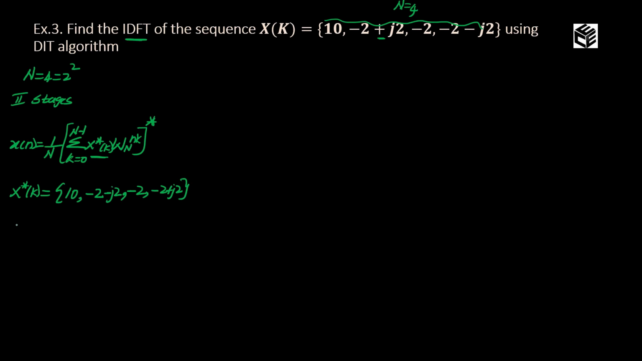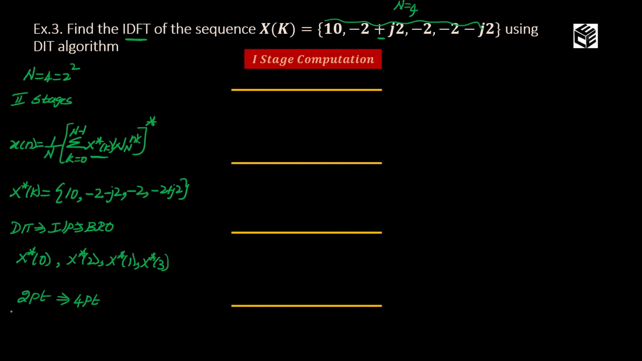Since we are following DIT, DIT means the input will be in bit reversed order, right? Bit reversed order means for a 4-point sequence, it will be x conjugate of 0, x conjugate of 2, x conjugate of 1 and x conjugate of 3. Okay, and also it has 2 stages of computation, which means 2-point sequence followed by a 4-point sequence. Okay, now I am going to perform the first stage computation.